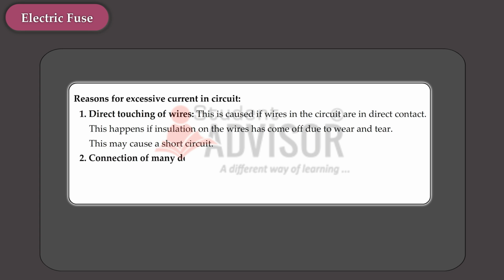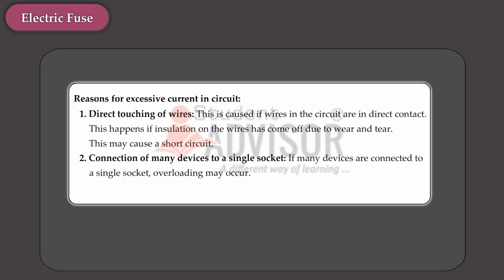Connection of many devices to a single socket. If many devices are connected to a single socket, overloading may occur.